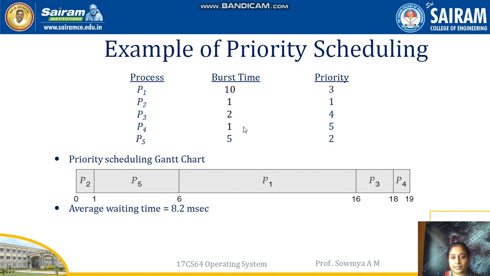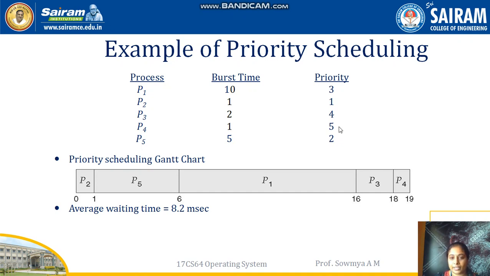From 1 to 6. So 5 is the burst time, 1 to 6 seconds. Next one is P1. So we have third priority for P1. Allocate P1, which has a burst time of 10 seconds. 6 plus 10, 16. Next one is P3. So fourth priority is for P3. Allocate P3. 16 plus 2, 18 milliseconds.